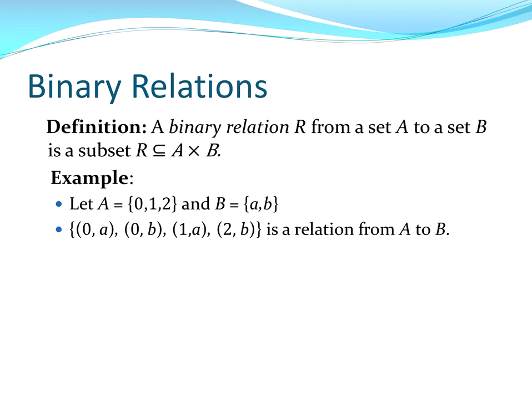Here's an example. Have a set A containing the integers 0, 1, and 2, a set B containing the letters a and b. The Cartesian product of these two sets will have 6 elements, 6 ordered pairs. And we see here a subset of that, 4 ordered pairs, which would be a relation from A to B.